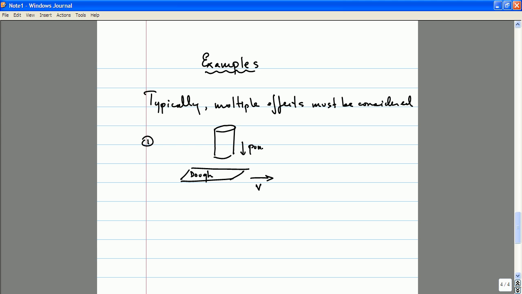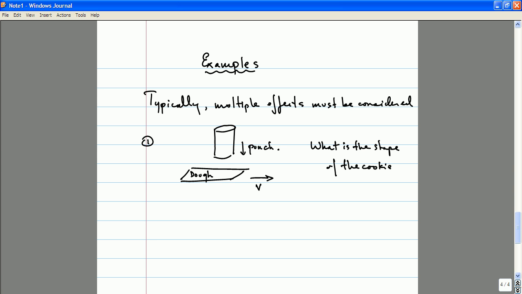And every once in a while, this thing slams down on the cookie dough and cuts a cookie. So in Newtonian physics, the cookies that will be cut by this puncher are circular. The puncher is an exact circle. So the question that I would like to ask is that if this cookie dough is moving at a speed that is relativistic, what is the shape of the cookie that comes out?